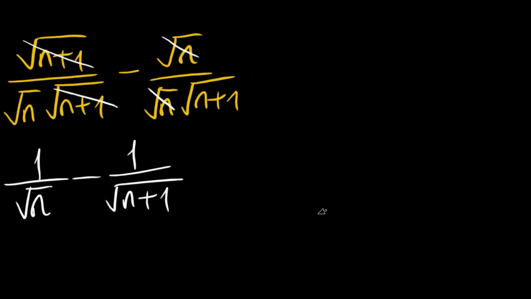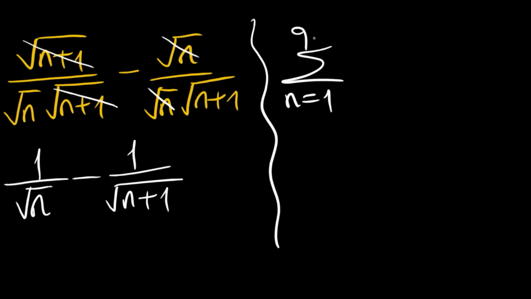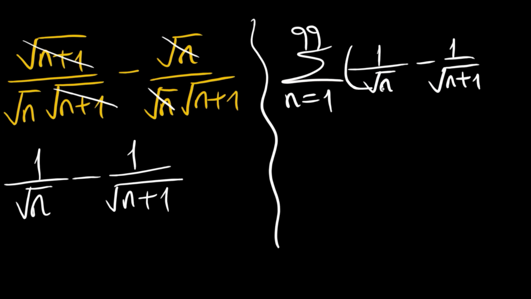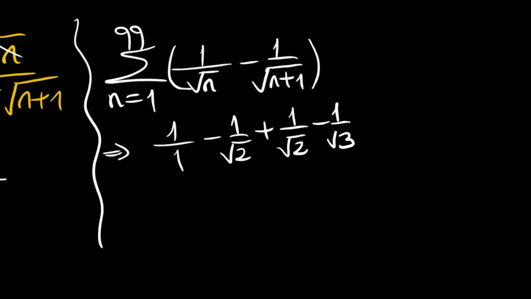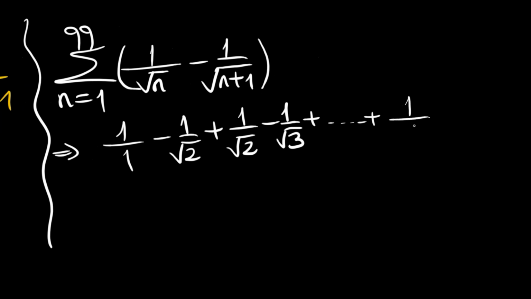Let's turn back to our sum. We will evaluate from 1 to 99, and our expression becomes 1 over root n minus 1 over root n plus 1. Now, let me write, for n equals 1, we will have 1 over 1 minus 1 over root 2, plus for n equals 2, we will have 1 over root 2 minus 1 over root 3, and so on, up to 99, where we will have 1 over root 99 minus 1 over root 100.